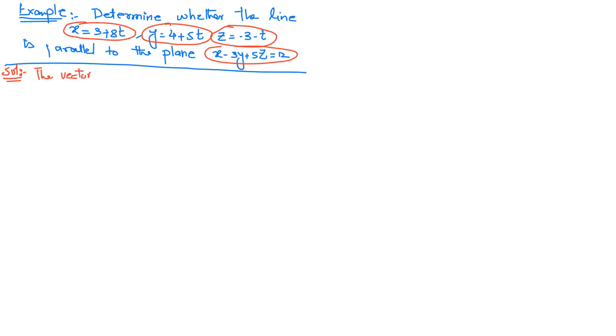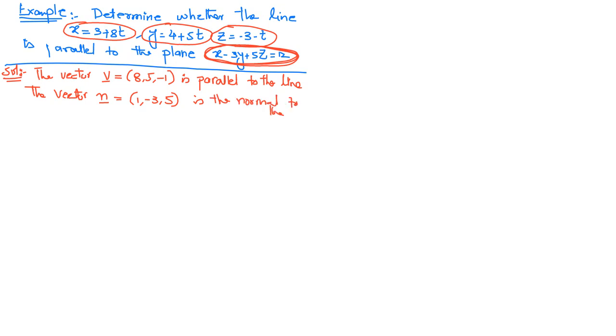What is the vector in the equation of the line? Anybody can tell me? In the equation of the line, what is the vector? A, B, and C: 8, 5, and minus 1. It's parallel to the line. And the normal vector from the plane, from this one, it's equal to what? 1, minus 3, and 5.